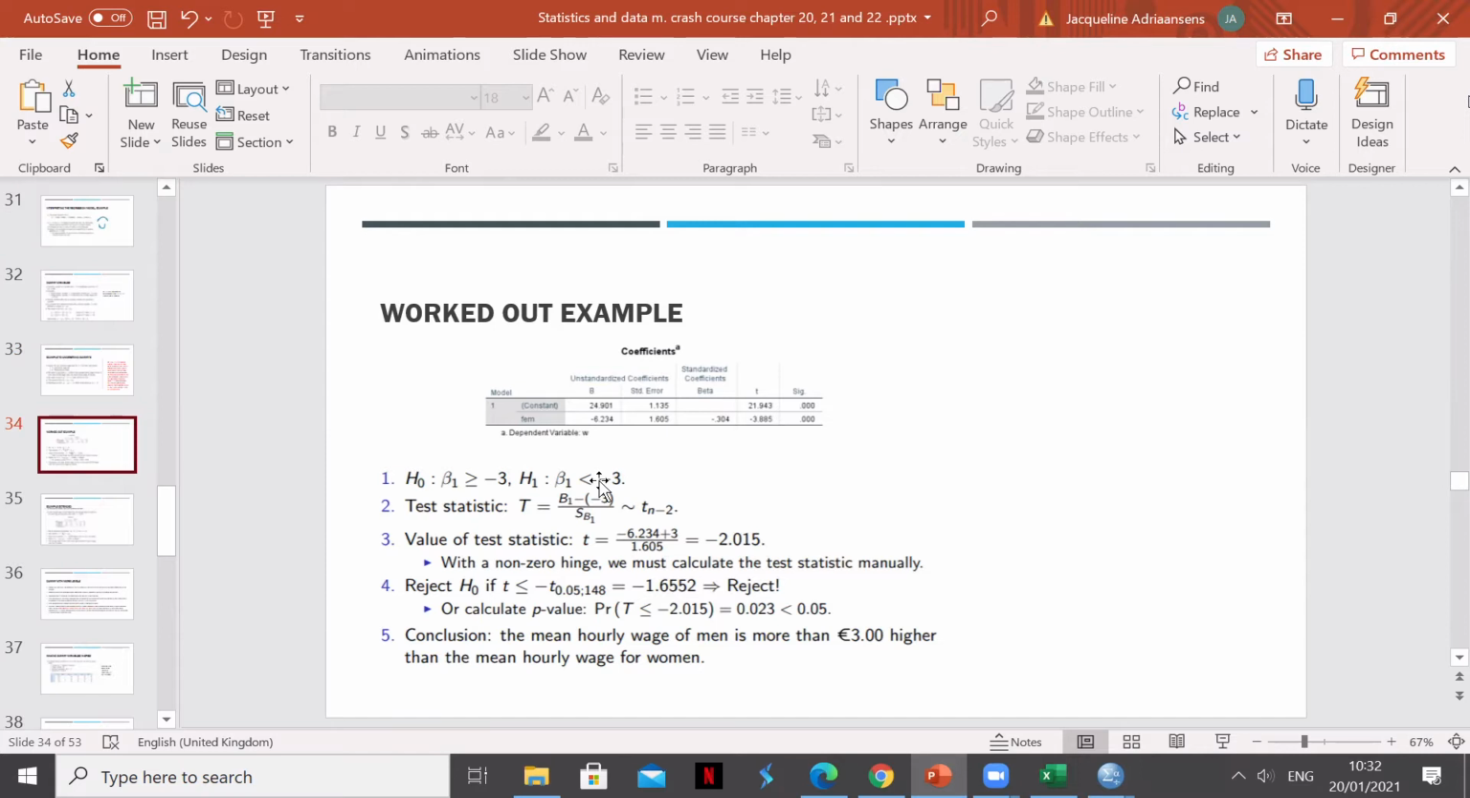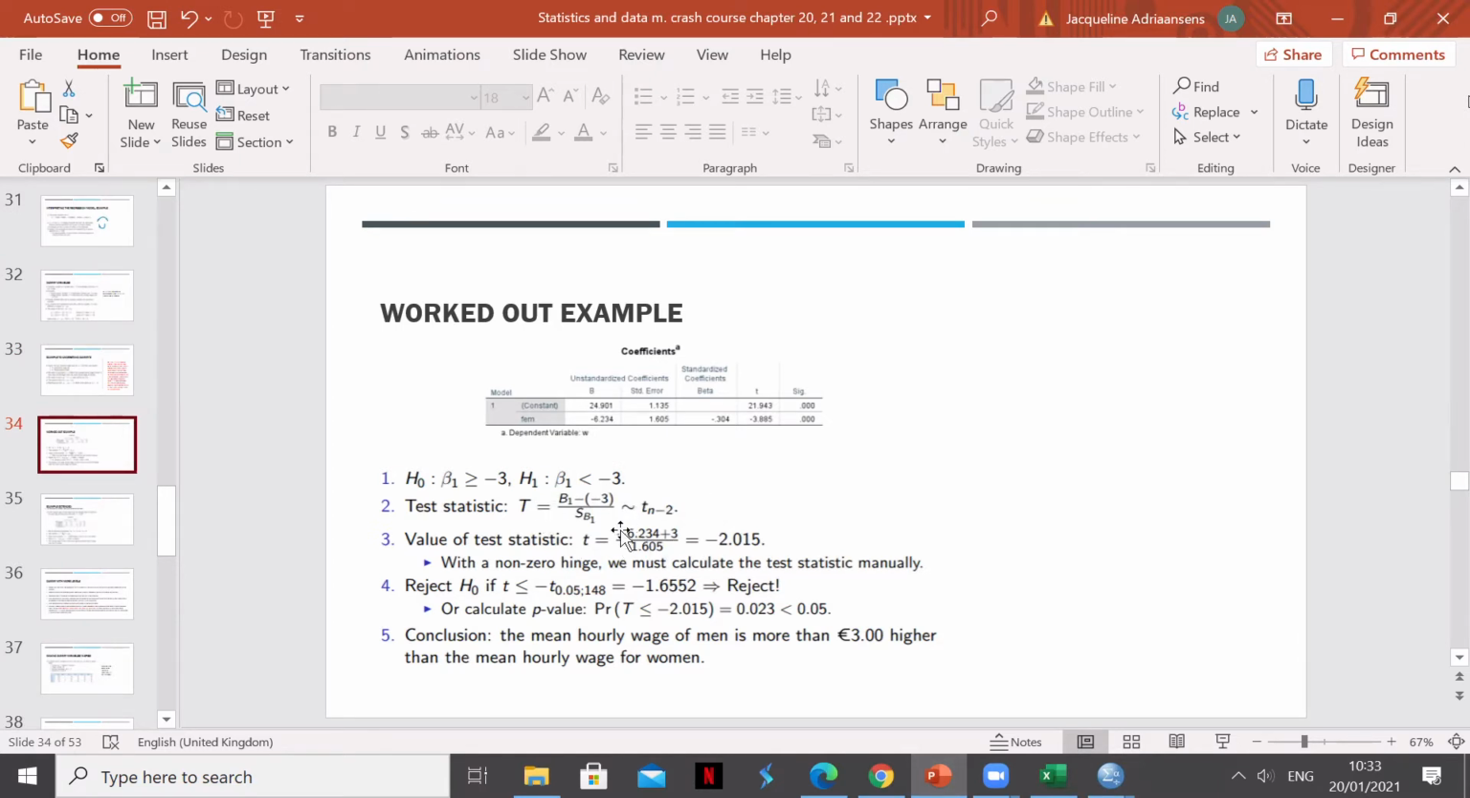And what was a t-test again? The t-test was to test if 1 variable is useful, or if 1 variable is, for example, less than something or more than something, for an upper tail test. And that's exactly what we are doing, because we are testing if beta 1, which belongs to the female dummy x1, is less than minus 3. So we take our t statistic. And what did we have for the t statistic?